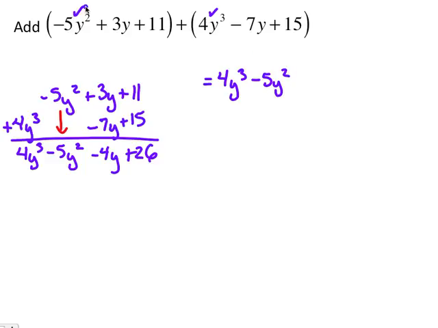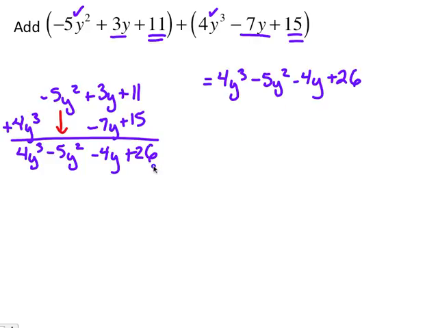And then our next highest degree would be the ones that are just y's. We have two of them. So we have a 3y plus negative 7y. That's a negative 4y. So those two are done. And then we have the next highest degree, which are the ones that are just numbers. 11 plus 15 is a positive 26. Okay, so you get the same answer.